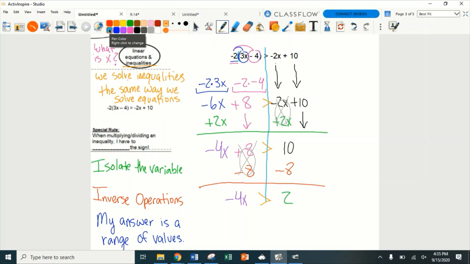My last step here is to make sure that the coefficient of my variable is a positive 1. And I'm going to do this by dividing by the number in front of x. So I'm going to divide both sides by negative 4. Negative 4x divided by negative 4, that gives me x.